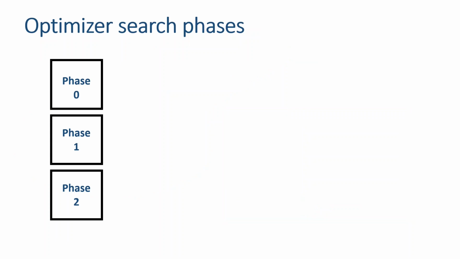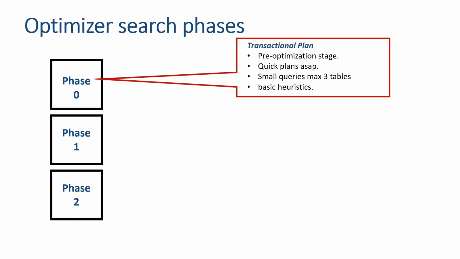No matter what kind of query we are sending to SQL Server, the optimizer has to grab the good enough plan from these three phases. Phase 0 is also known as the transactional plan. All the execution plans are created at the pre-optimization stage. What is this pre-optimization stage? The first step that we discussed: the parser, binder, simplification, and trivial plan. These components come under the pre-optimization stage. That means most of the trivial plans are created at phase 0, and these execution plans are created very quickly.